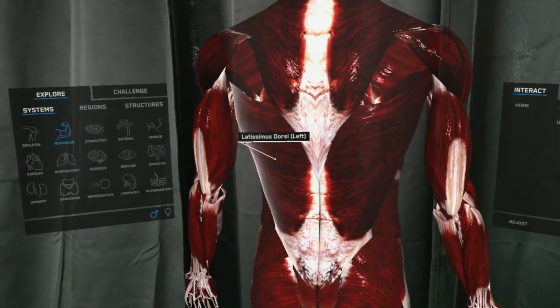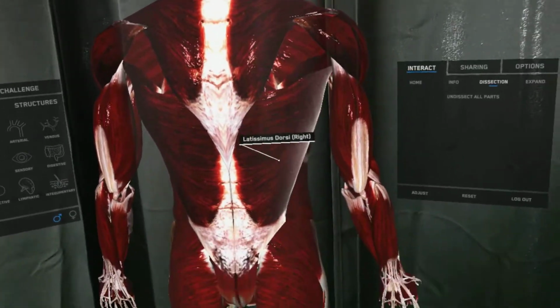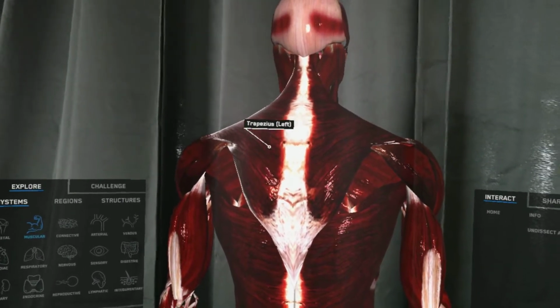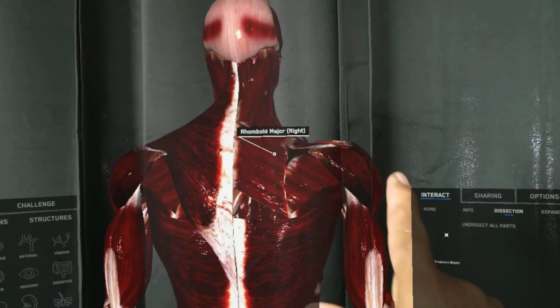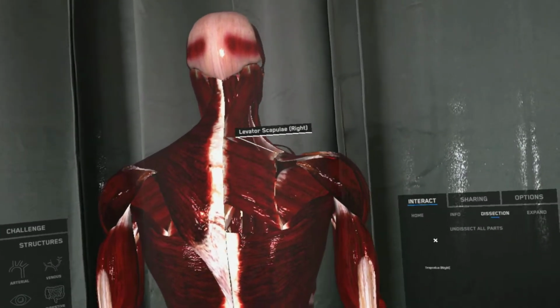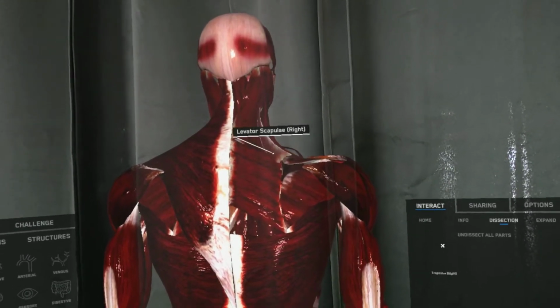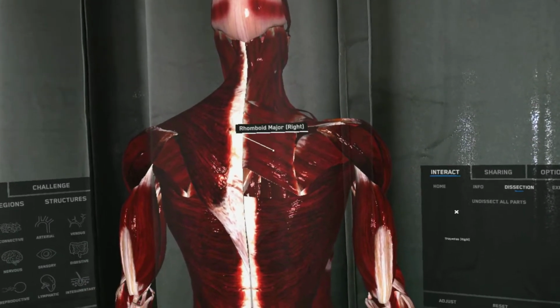Below that will be the latissimus dorsi. Inferior to the trapezius muscle is the inferior latissimus dorsi muscle. And then if we dissect the trapezius muscle, you can see here that you have muscles that are found attached to the scapula. You have first the levator scapula muscle there, followed by the rhomboid minor and the rhomboid major.